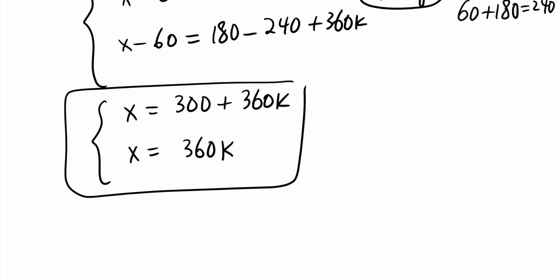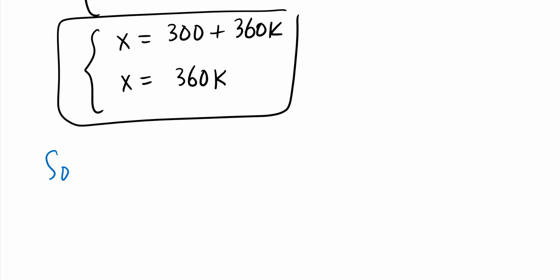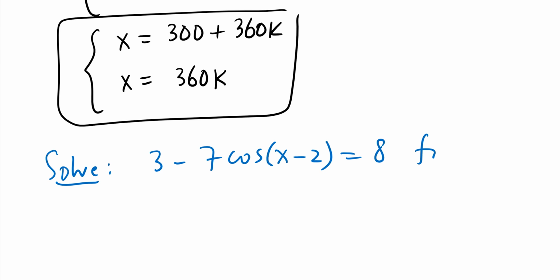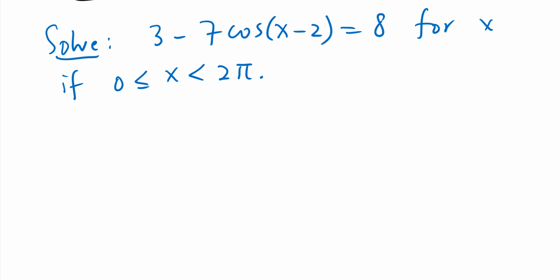What about if we are asked to solve an equation in this form? 3 minus 7 cosine of x minus 2 equals 8 for x. Solve for x, if x is between 0 and 2 pi. We have to watch carefully for this problem. The first thing, as I said before, trigonometric equations follow the same method as algebraic equations. We need to isolate the variables. So here is the cosine part.